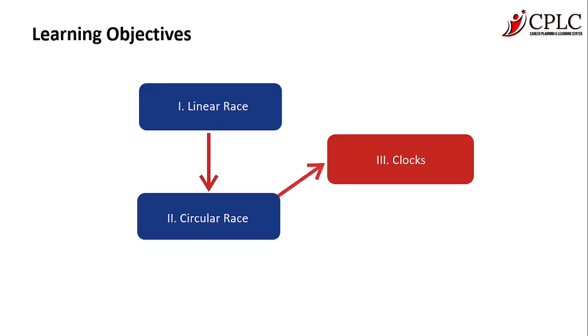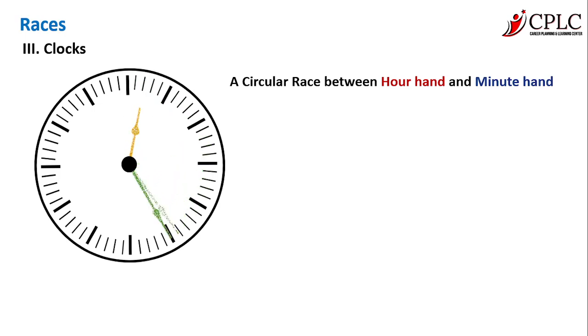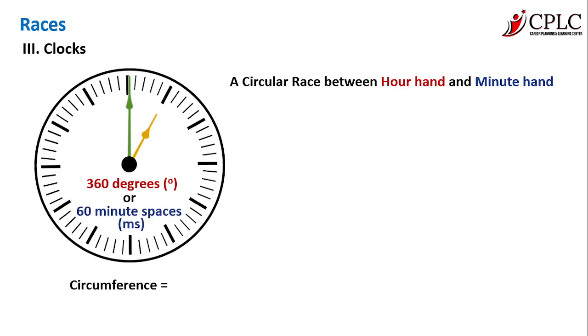Now, moving to the last part of the concept, which is a part of circular race, which is obviously clocks. Whenever we talk about clocks, there are a few new things that we are going to introduce at this point. One is that it's a circular race between the hour hand and the minute hand, and the circumference is normally calculated in two ways: one is degrees, and the other is minute spaces. So for the entire clock, the circumference is either 360 degrees, a full circle, or 60 minute spaces.